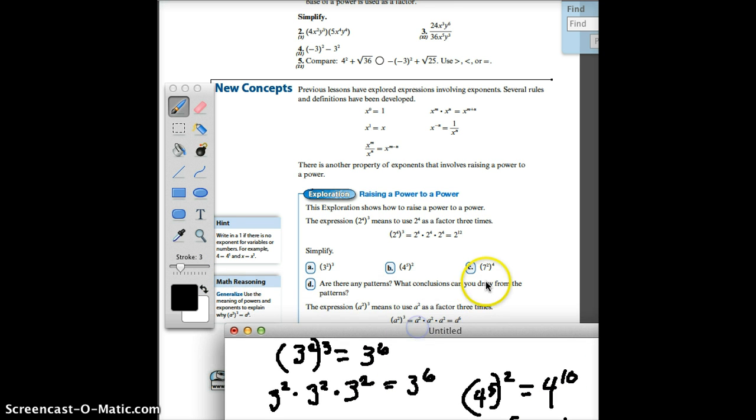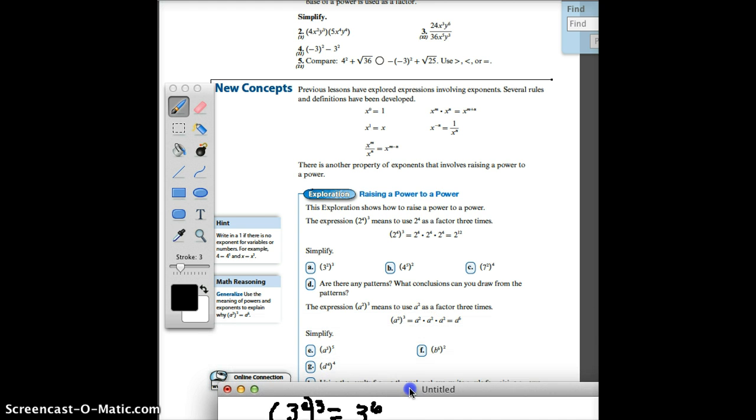Okay, so what do you think about this one? 7 squared to the 4th. I'll give you a second. You should have gotten 7 to the 8th. Okay, are there any patterns? What conclusions can you draw? Well, the conclusion you can draw is that we're going to multiply these exponents.